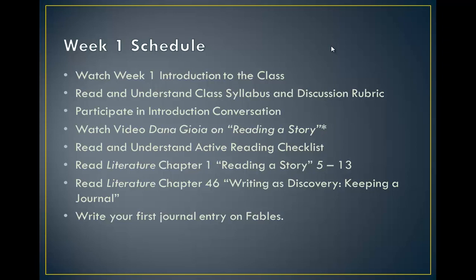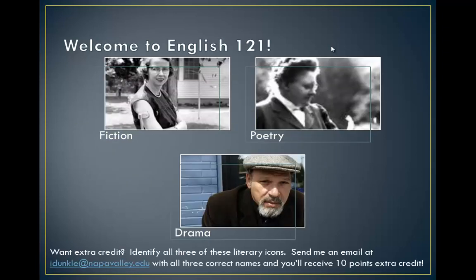I want you to read and understand the active reading checklist. Also read Literature Chapter 1, which is all about reading a story. This is just pages 5 through 13. And if you'd like, please read Literature Chapter 46, which is all about writing as discovery, and it talks about keeping a journal. And then after that, you will be writing your first journal entry, your reflection journal, on fables.